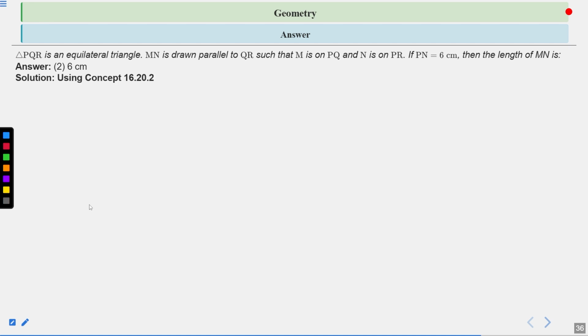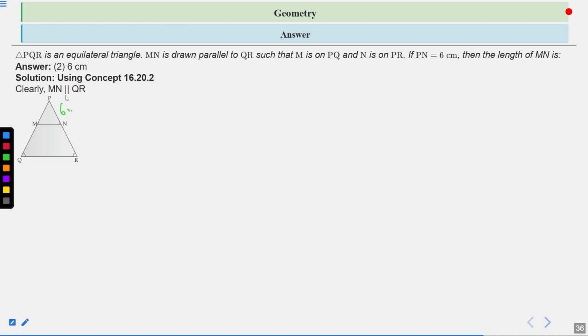Now see the detailed solution using concept 16.20.2 in this question. So clearly MN is parallel to QR. So we can draw it in the diagram. We can clearly see that PQR is an equilateral triangle. It means the length of PQ equals QR equals PR, and M is the midpoint on PQ, and N is a point on PR. And it is also given that PN equals 6 centimeter. It is given in the question, 6 centimeter.